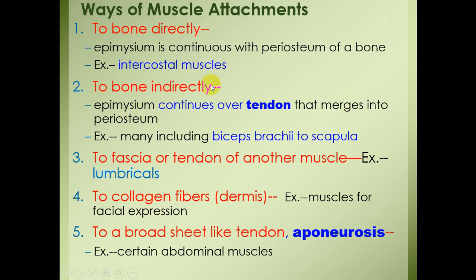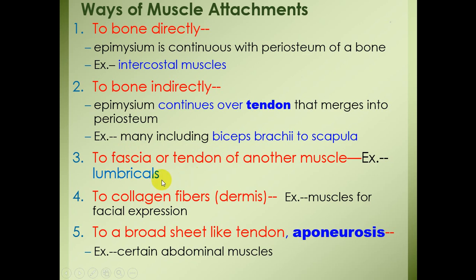Muscles are also indirectly attached via cord or rope-like structures called tendons. For example, we have biceps brachii, which is attached to the scapula on one end and to the radius on the other end. Then the epimysium of the muscle that passes over the tendon is the epitendineum, and this layer is blended with the periosteum. Then muscles are also attached via fascia or tendons of other muscles.